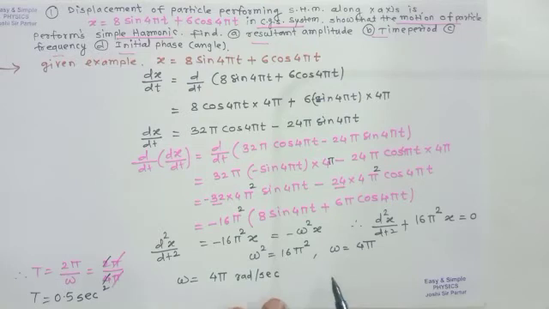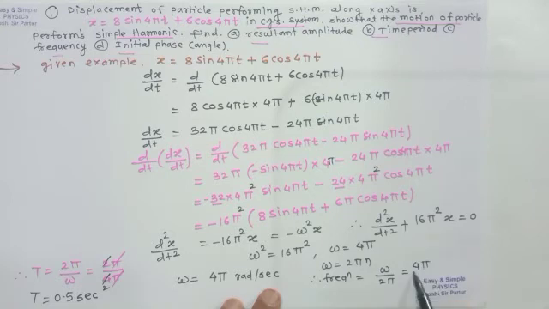But we know omega equal to 2 pi n. So frequency is equal to omega upon 2 pi, means 4 pi upon 2 pi, pi gets cancelled, so frequency is equal to 2 hertz.